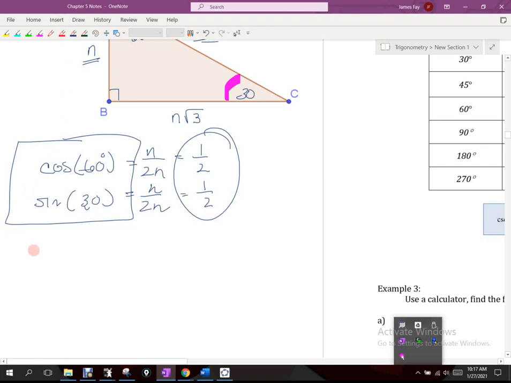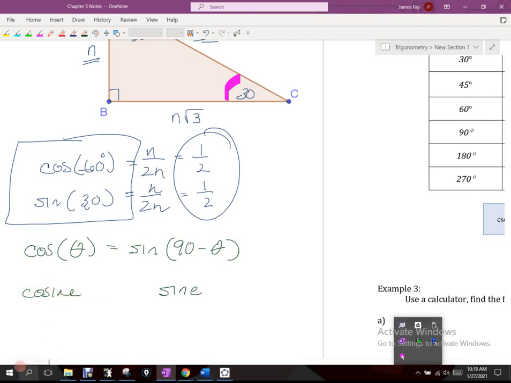So if I say cosine of, let's just say theta, that should equal the sine of 90 minus theta. Would you guys agree with that? Okay. Now, if that's the case, why does the word sine and the word cosine, why are they written that way?